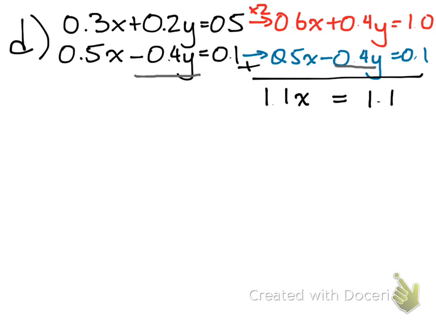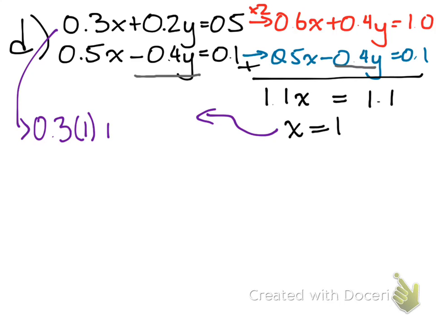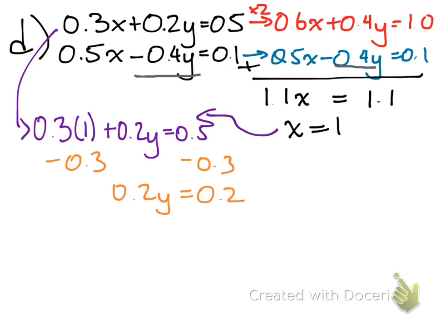So we divide both sides by 1.1, and we get x is 1. And now we can take that x is 1 and pick either one of those two equations. I picked the top one, and sub it in. We get this, and then we have to isolate y. So we subtract 0.3 from both sides. We get 0.2y is equal to 0.2. Divide both sides by 0.2, and we get y is 1. So we have x is 1, y is 1, and that's it. That's your quiz.